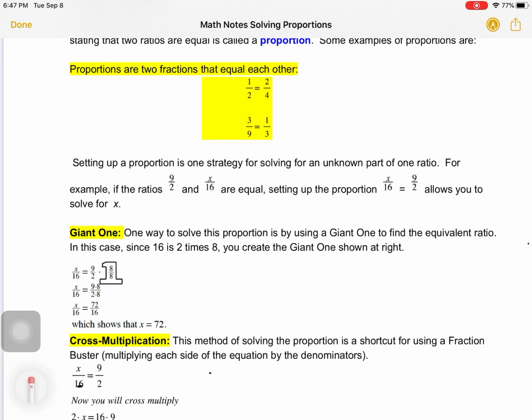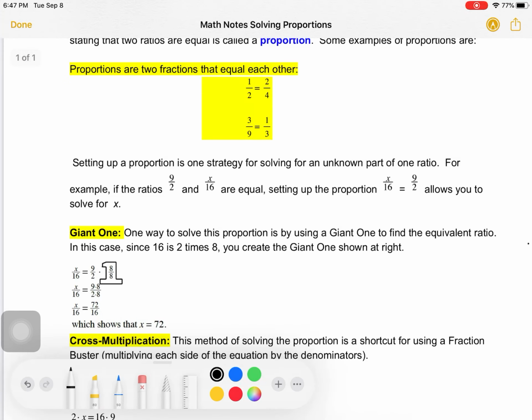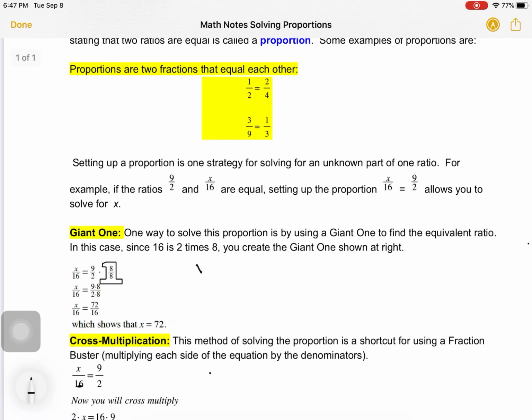So on this one, we have x over 16 equals 9 over 2. When we're using the giant 1 method, we have to figure out, okay, in the denominator, one side is a 2 and one side is a 16. So what I'm going to do is multiply the side with the 2 by 8, because if I do that, then I get 16. But what I do to the denominator, I have to do to the numerator.